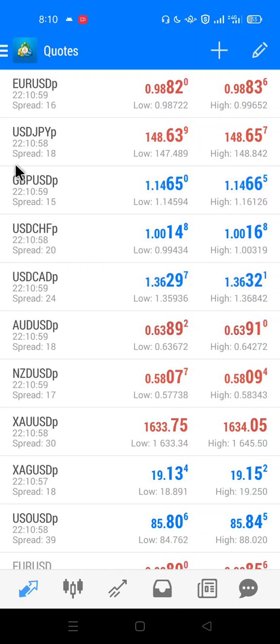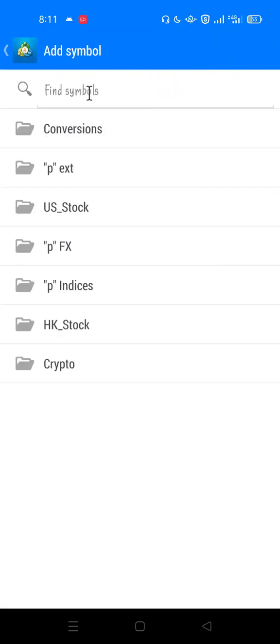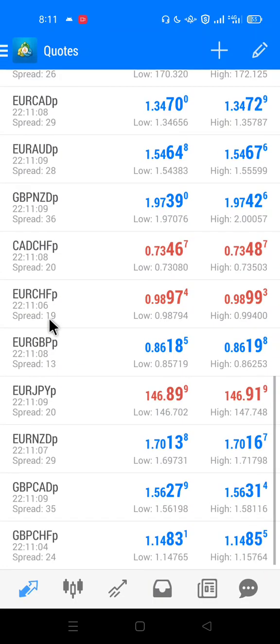And I already told you, any currency pair you can't see here, just go to this plus sign. You click on the plus sign, click on find symbols, and type it, and it will come out here, right?